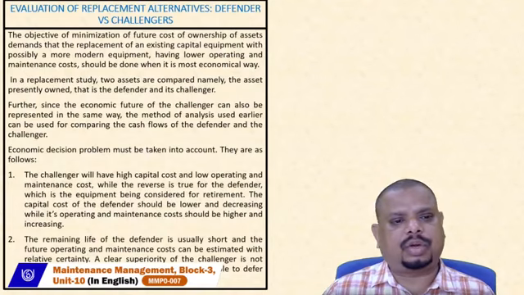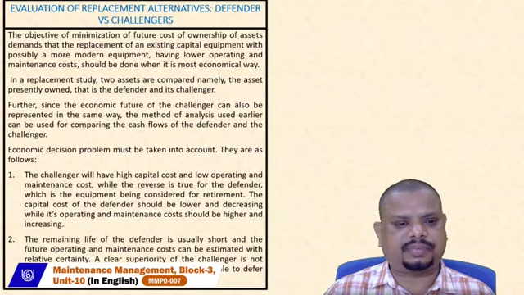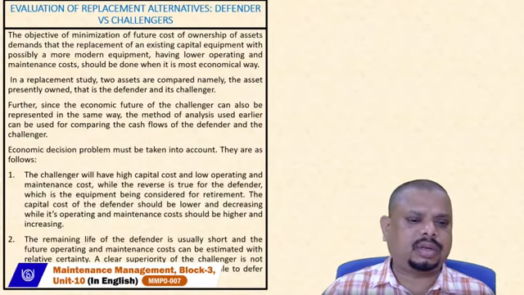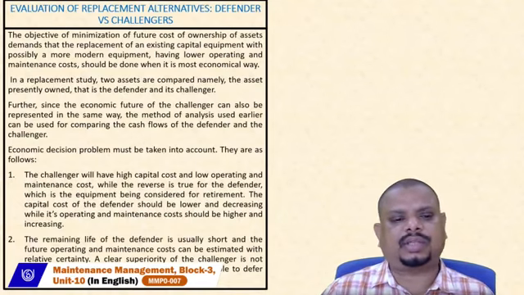that means we have two assets. One asset is known as the challenger, and the other asset is the defender. So let's understand the fundamentals of this evaluation of replacement with the help of these two assets. The first asset is known as the challenger.